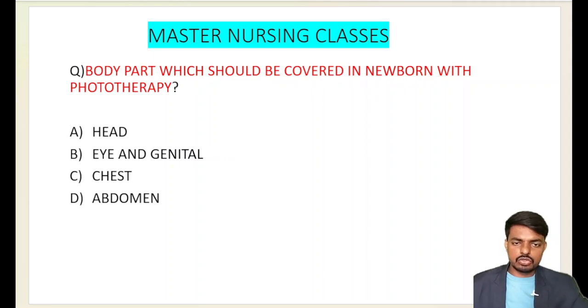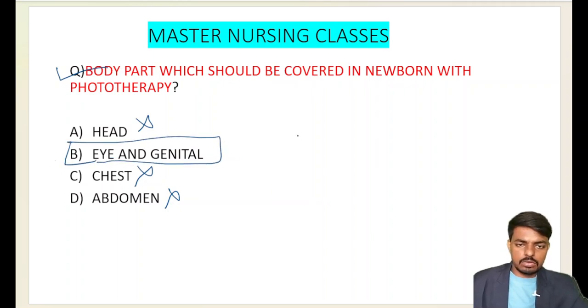The body parts which should be covered in a newborn with phototherapy. So in a newborn with phototherapy we will not cover the head, the chest, or the abdomen. The very important two parts we will cover in the patient on phototherapy, or the newborn in phototherapy, are the eyes and genitalia.